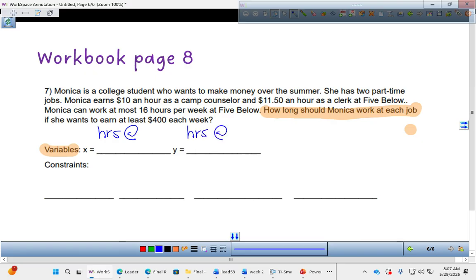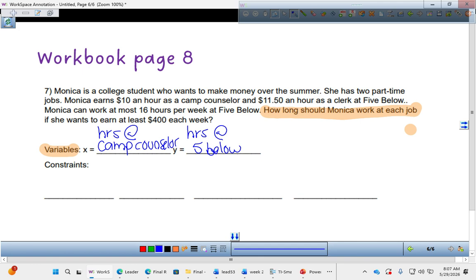And I just need to define the 2 jobs, and I'm going to do it in the order they come in the problem. So camp counselor came first and Five Below came second. You could also say, like, how long Monica should work as a camp counselor. How long should Monica work at Five Below? Like, if you want to put the question in the variables, that's fine too.